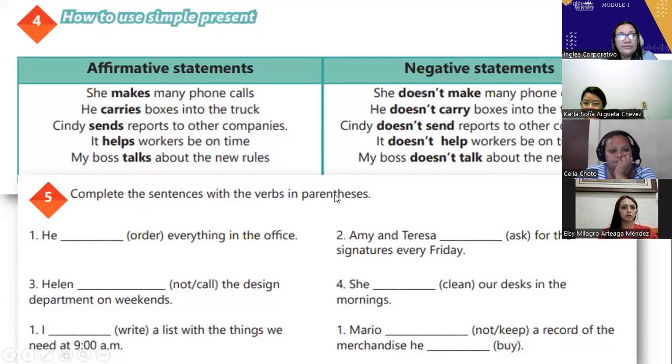Acá hay un exercise que es del libro, obviously, de su manual. Acá tenemos affirmative statements, acá tenemos negative statements. No sé si eso lo habíamos hecho last class. Do you remember? Check, check, check.